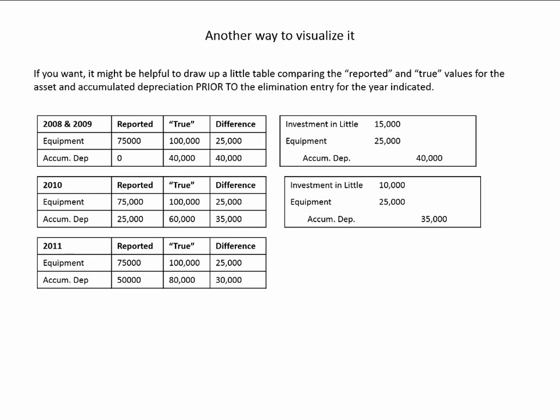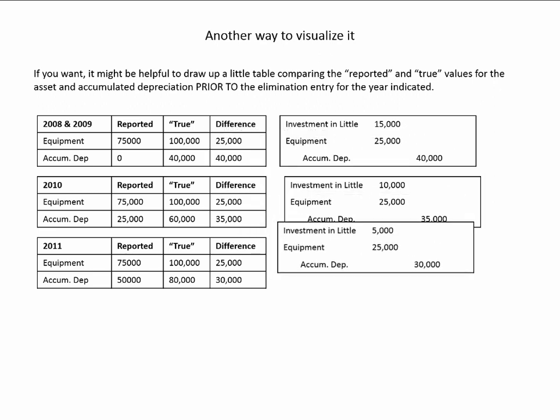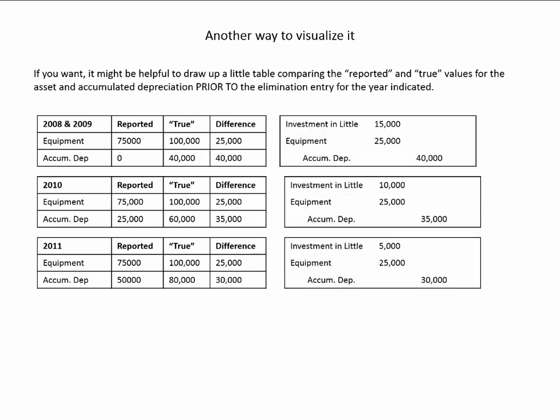2011, same drill. Again, the equipment account's getting kind of repetitive here. Every year the equipment needs to be increased by 25,000. But in terms of the accumulated depreciation, again, Little has now had this asset for 2 years. They've depreciated it for 2 years at 25,000 per year, so it's got reported accumulated depreciation of 50,000. The true accumulated depreciation should be 80,000, 4 years at 20,000 per year. Difference of 30,000, and again, the elimination entry is increasing the accumulated depreciation to get us from the reported 50,000 value to the correct or true $80,000 value.